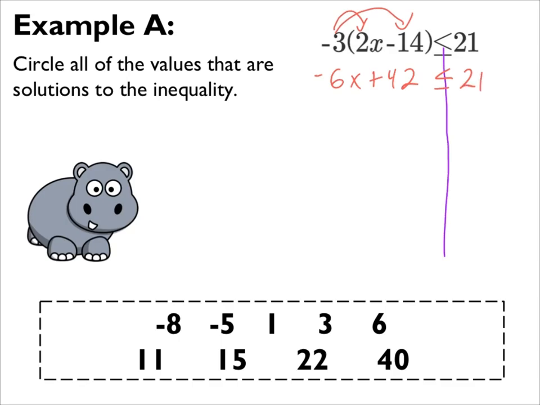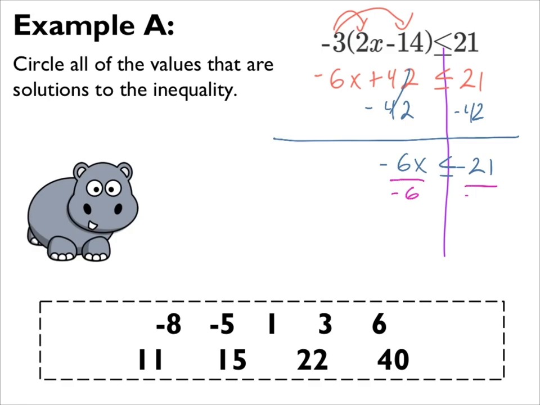The next thing we need to do is get rid of our constant. We're going to do that by subtracting 42 on both sides, because a positive needs to be subtracted by a negative. Positive and negative cancel each other out, leaving us with negative 6x. 21 minus 42 gives me negative 21. Then we bring down our sign because we did not multiply or divide by a negative. The final step is to divide both sides by negative 6. Negative 6 divided by negative 6 is 1, or positive 1x. Negative 21 divided by negative 6 can be reduced to positive 7 over 2.